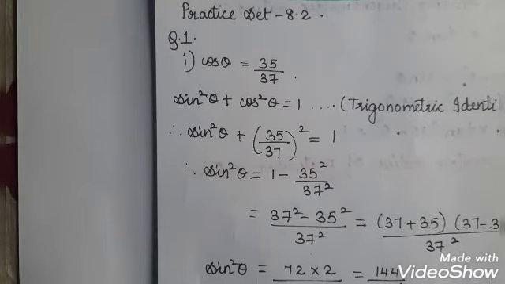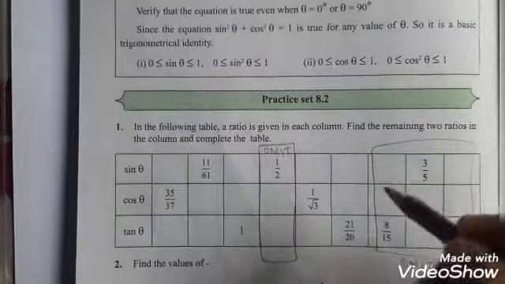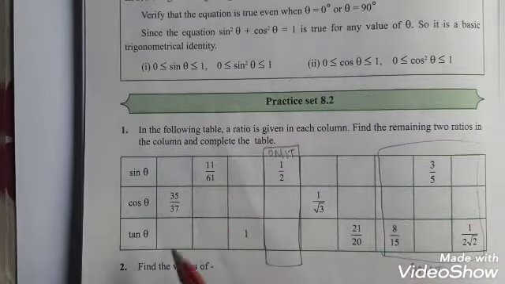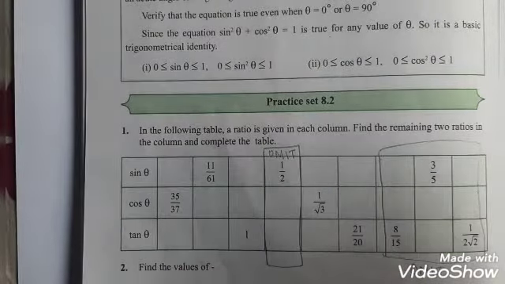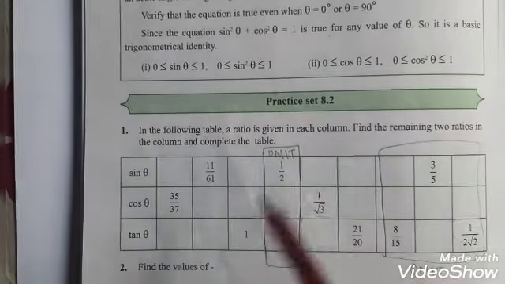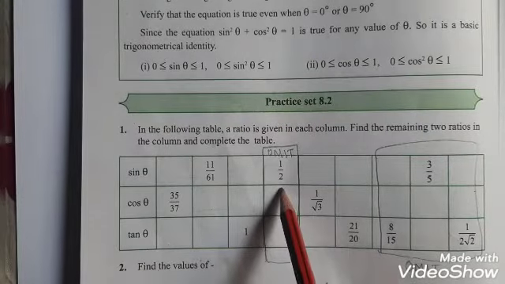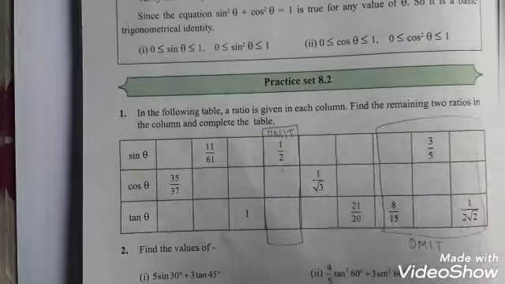Question number 1. In the following table, the ratio is given in each column. Find the remaining ratios in the column and complete the table. Now, I am not going to solve according to table. Okay, I am not going to draw a table and do the sum. I have to solve each sum individually separately. Okay, now just make a note which sums are omitted. This sum is omitted, that is 1 upon 2, and this last 1, 2, 3. This 3 are omitted. Okay, so overall 4 sums are omitted from question number 1.